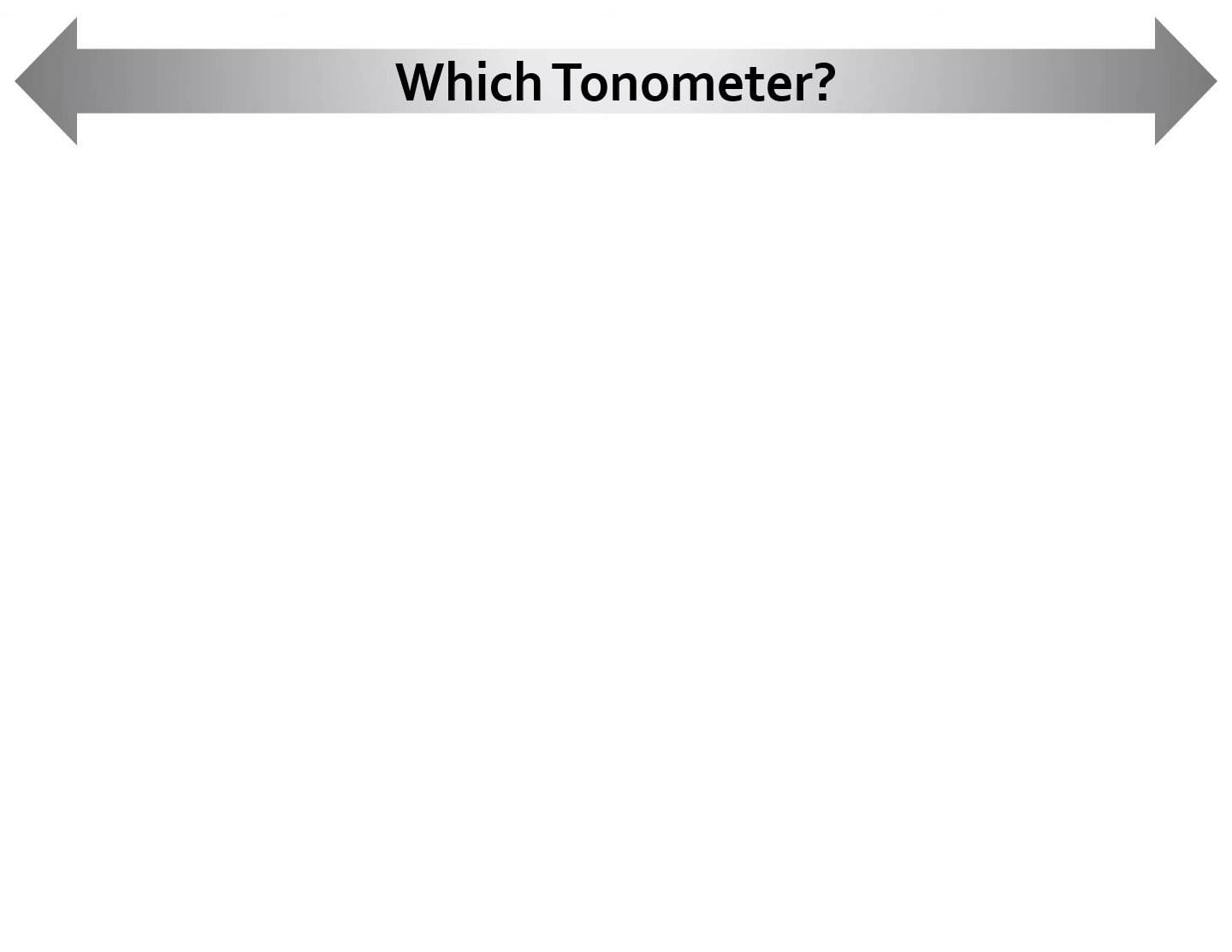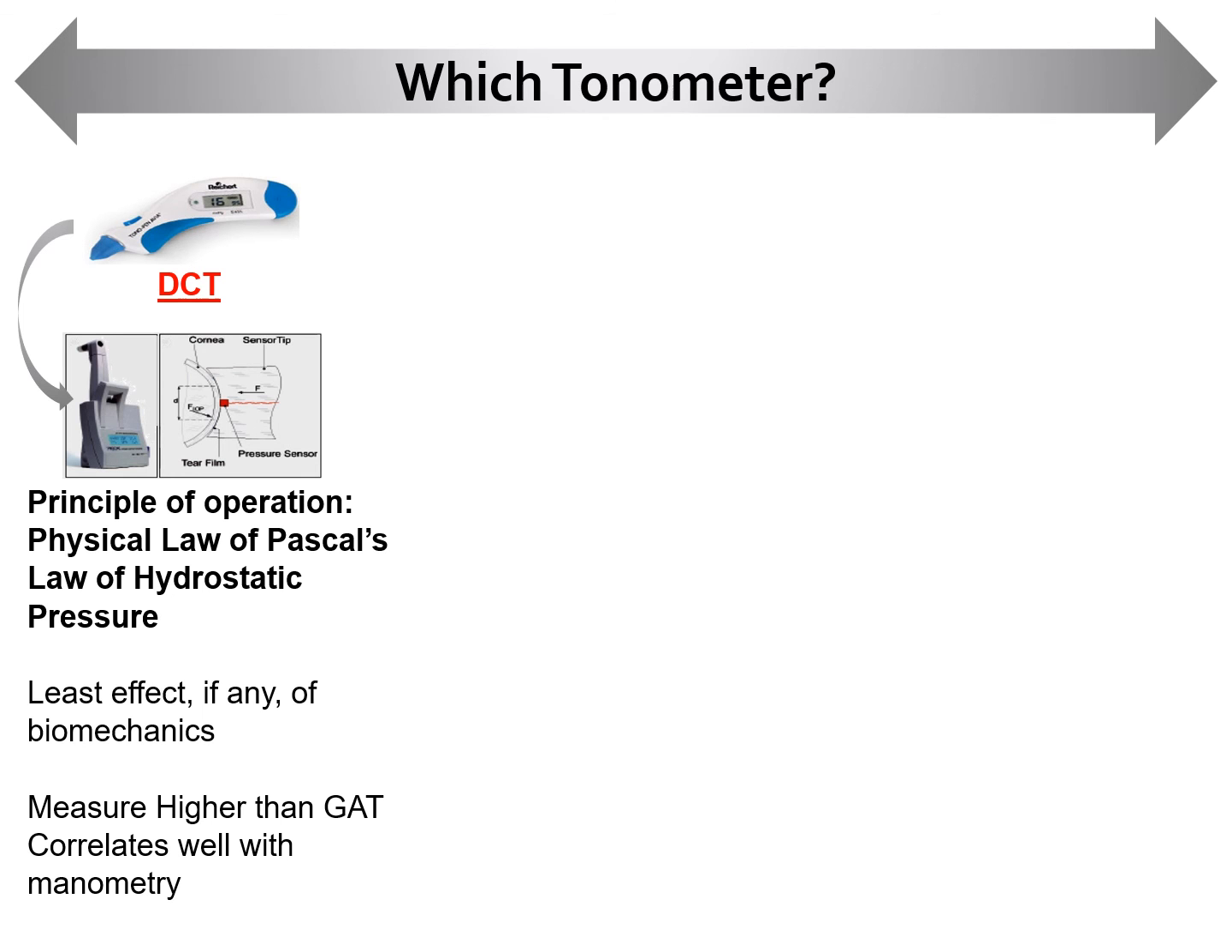So which tonometer? The DCT is based on a real law. A law you can pick up any physics book and read about. It's the physical law of hydrostatic pressure. And it is the least affected, in theory at least, and I reckon in practice, by biomechanics because it neutralizes them, as we've shown you. But it does measure higher than GAT. But it does correlate very, very well with manometry.